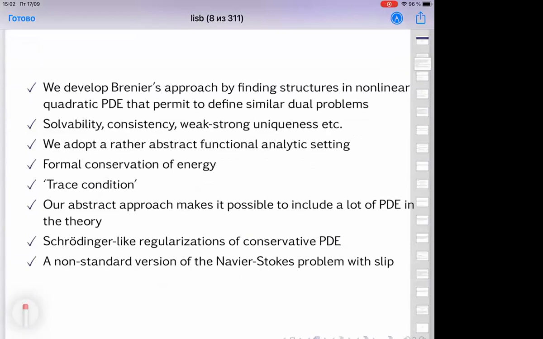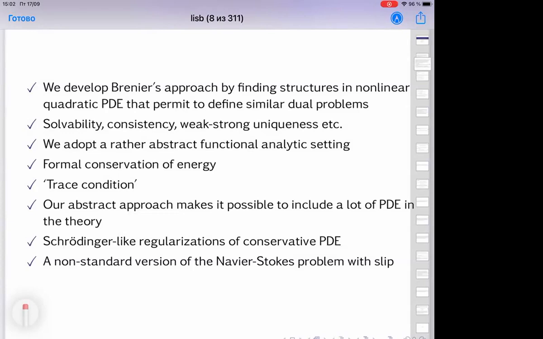So what we do is develop his approach. We try to find some structures in PDEs, in a quite abstract way, which permit us to mimic his approach and to define dual problems, to study their solvability, consistency, and also what he didn't do, but it's possible to do, and we do it: weak-strong uniqueness. So if you have a strong solution, then even the dual problem has a unique solution. So this somehow justifies that the approach is consistent in some sense.